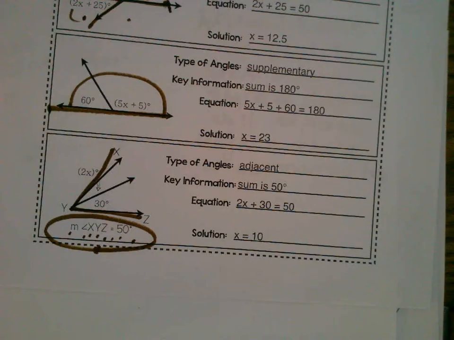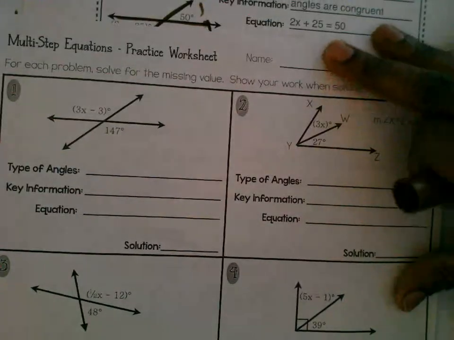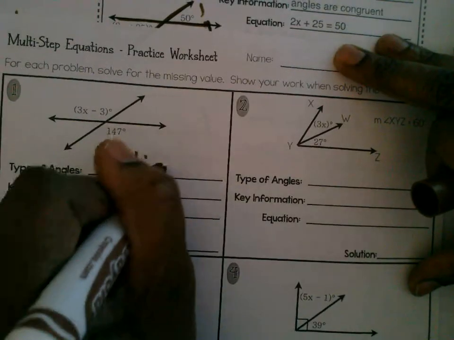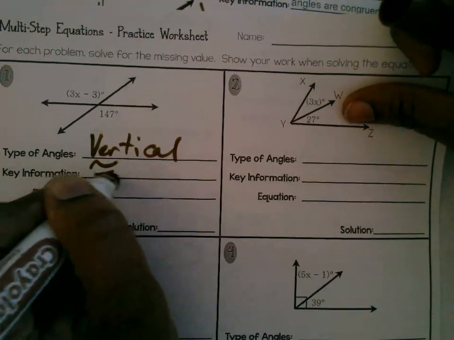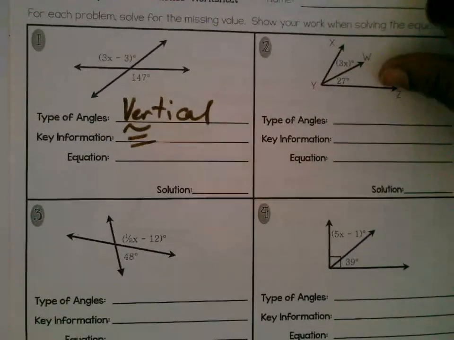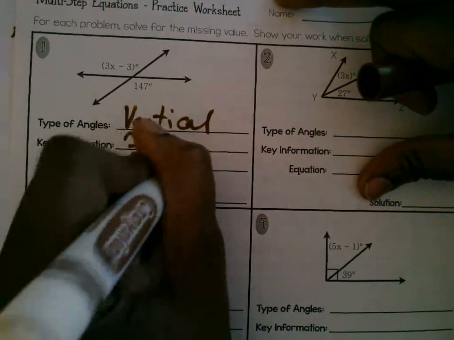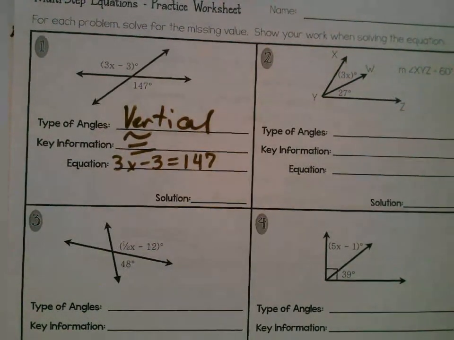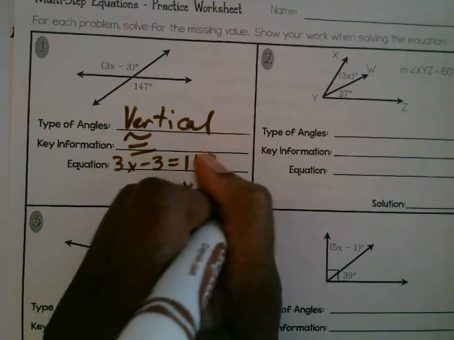Now, problem number 1, what type of angles are those on 3? 1, 2, 3. Vertical. Vertical indeed. All right, so since these are vertical angles, we know that they are what? Congruent. If they are congruent, the equation is going to be 3x minus 3 equals 147. Okay then. Did you solve it? Yes. What is your solution? X equals 50. Okay, keep going.